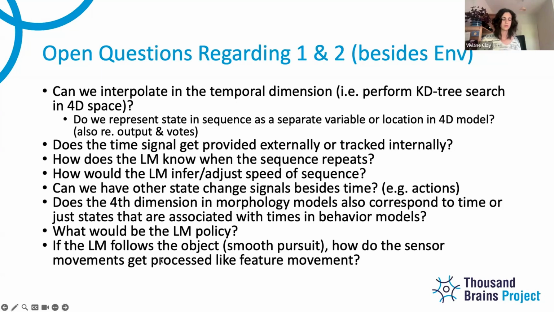If the learning module follows the object doing smooth pursuit, how do the sensor movements get processed like feature movements? But yeah, I guess for now the conclusion is we're not going to do smooth pursuit. Right. Okay, those are all the open questions to 1 and 2.